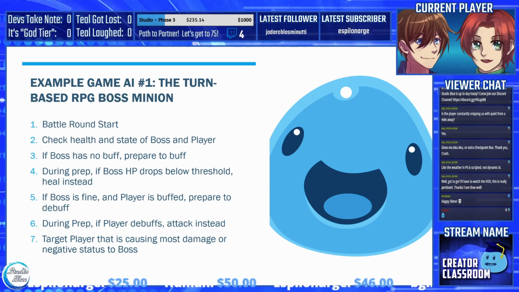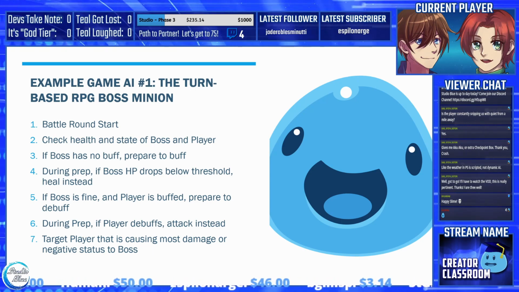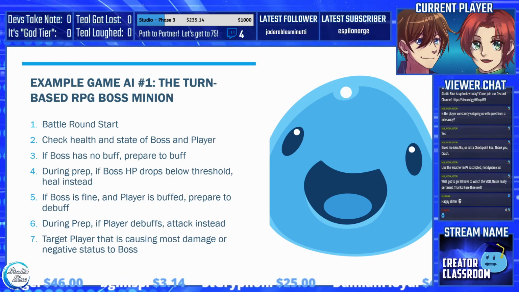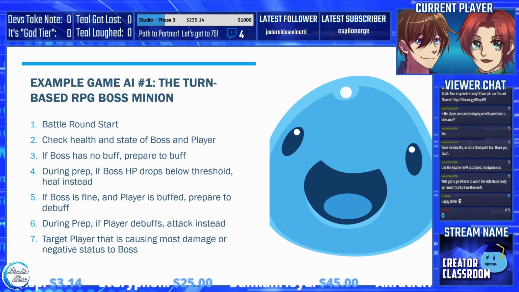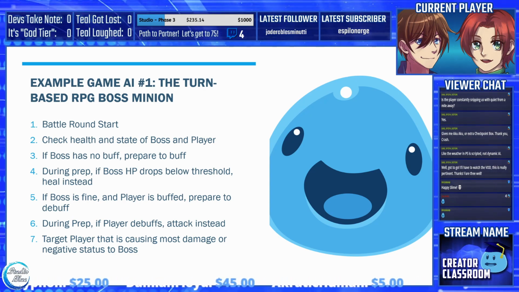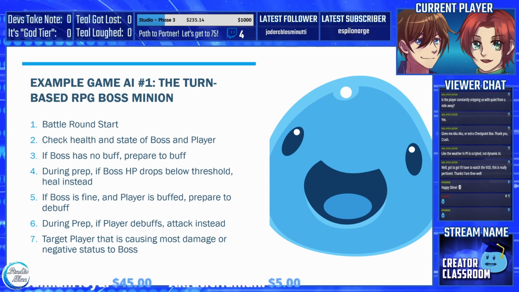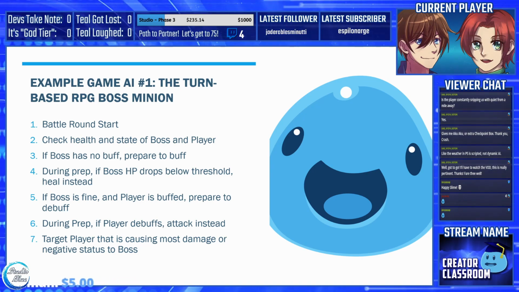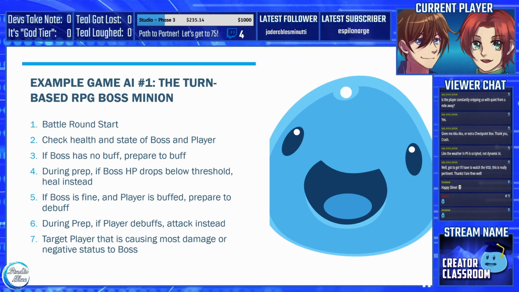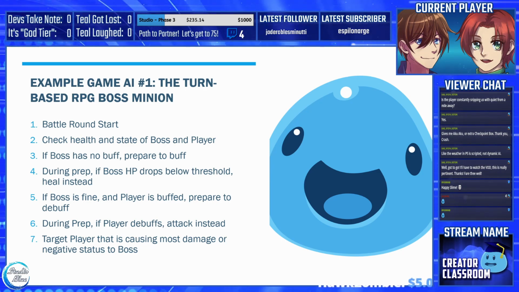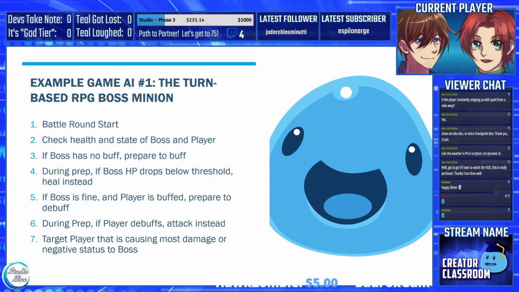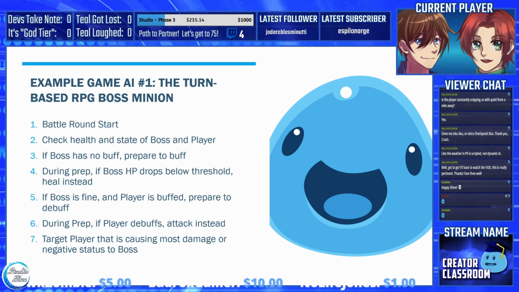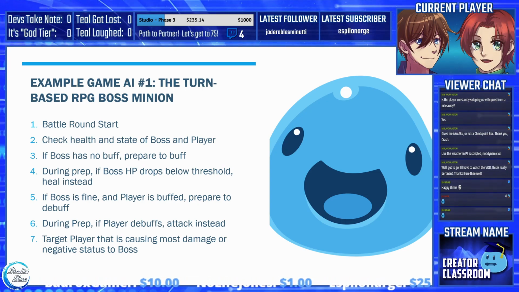So the slime's going to start prepping that buff power. But during the prep, if the boss's HP drops below a certain threshold, the slime stops the buff prep and instead the minion begins to heal. However, if the boss is buffed and its HP is above a certain amount, then we look at the player, and if the player is buffed, the slime prepares to debuff. So the slime has already checked: the boss is buffed, check. The boss's HP is above a threshold, check.